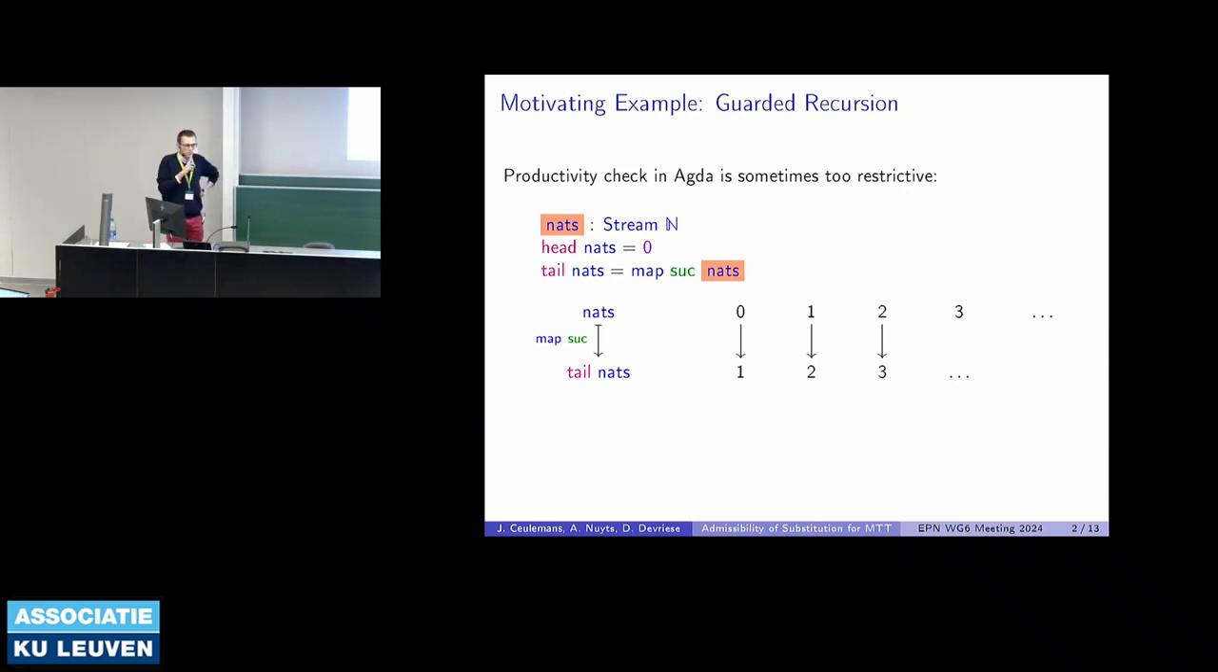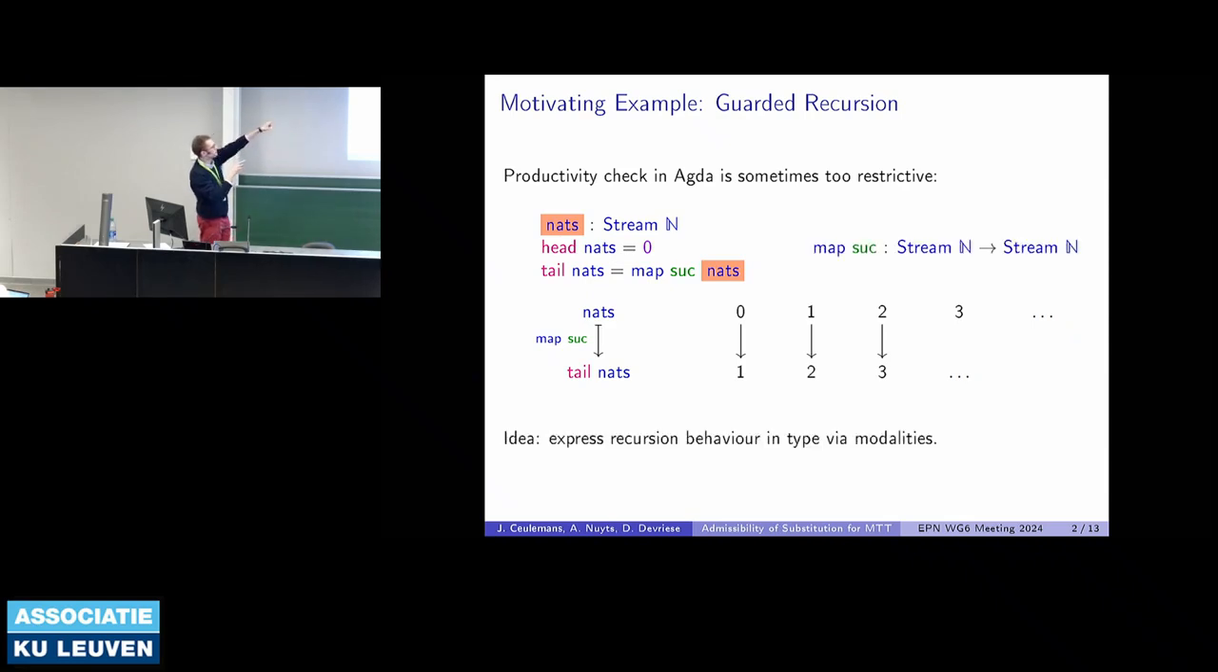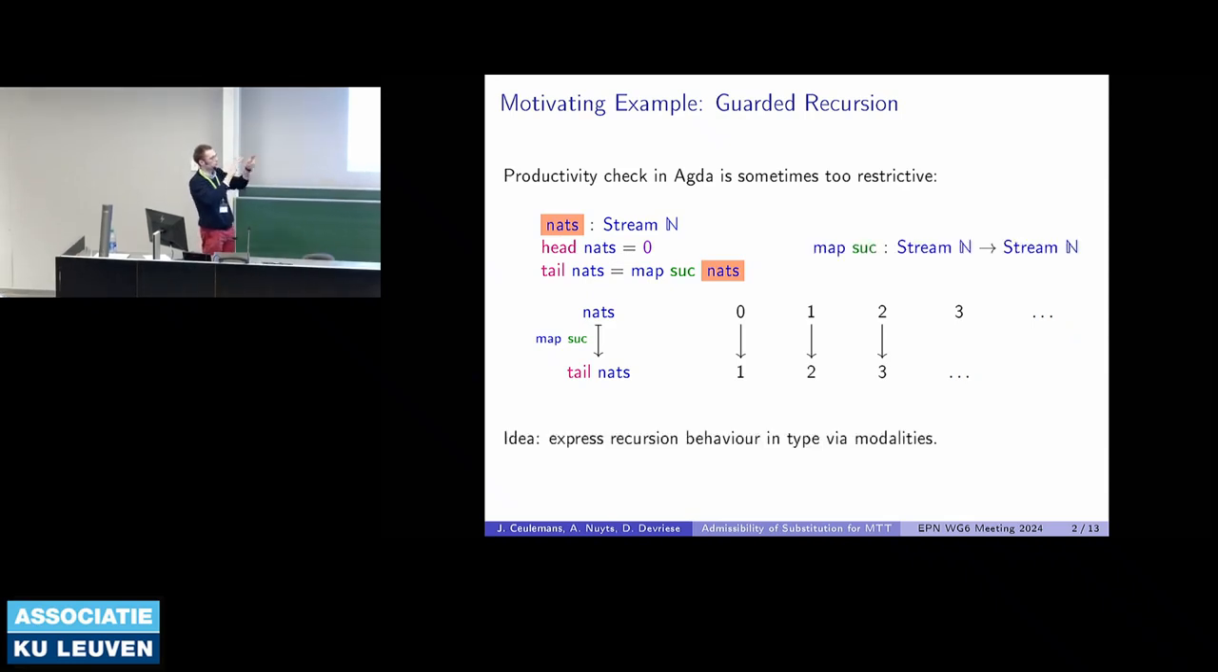So how can we solve this problem? For that, it's crucial to note that the fact that this definition is productive depends on the fact that we have all these straight arrows. We could, for instance, also replace this map_suc function with some function that swaps two elements, and then our definition wouldn't be productive anymore. And still, it would have type stream n to stream n. So the idea of guarded recursion is that we keep track of this recursive, or co-recursive, behavior of functions in their type by use of these modalities. That's where modal type theory comes in.